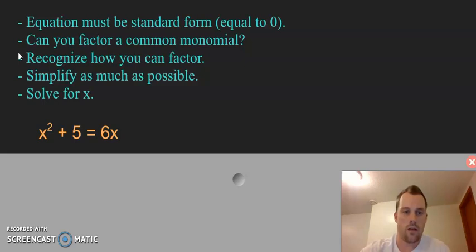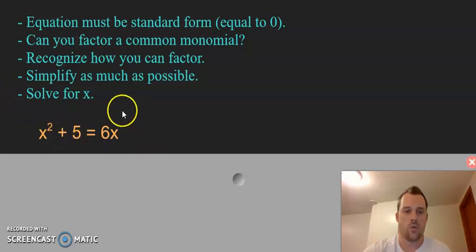Once we do that, or if we can't do that, we recognize which different method we use to factor the equation. We want to simplify as much as possible and get down to as many factors as we can. Once we have that, we use the zero product property to solve for x.